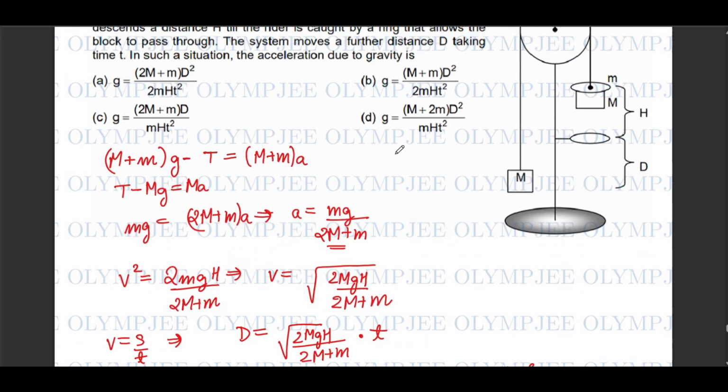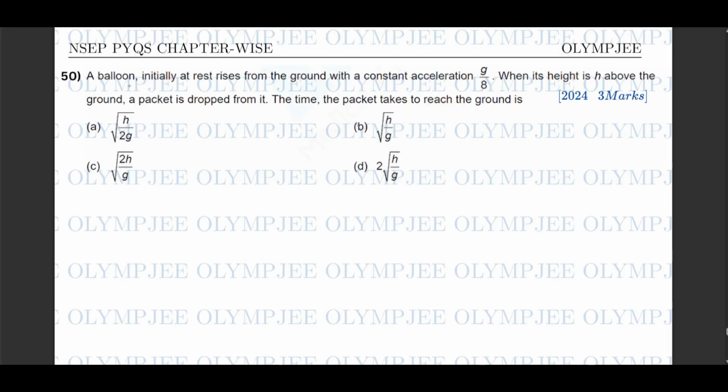So this is given by option A. Question 50 says a balloon initially at rest rises from the ground with a constant acceleration g by 8. When its height is h above the ground, a packet is dropped from it. The time taken by the packet to reach the ground.